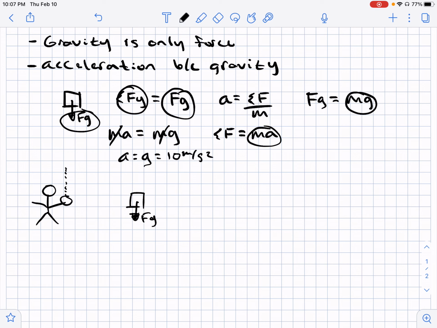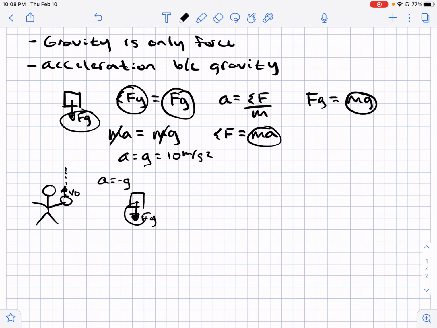Now, if we throw the object up with an initial velocity, let's say v naught, and we call that a positive velocity, then that means that my acceleration is going to be negative g, because this acceleration is pointing downwards. So typically, if you have a problem where you're throwing an object straight in the air, you have a positive v naught, or initial velocity, so you're going to have a negative acceleration of negative 10 meters per second squared.